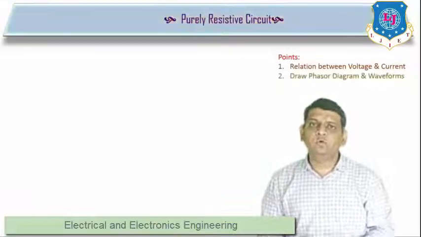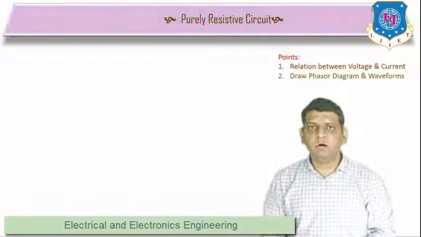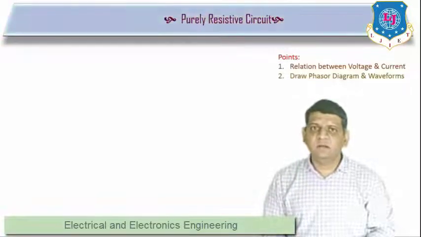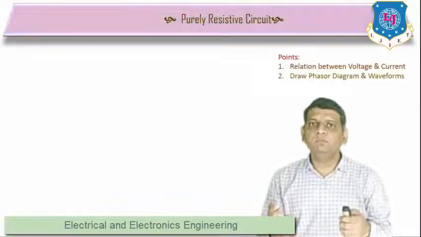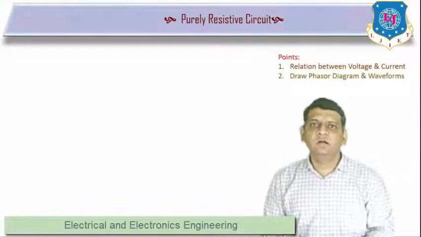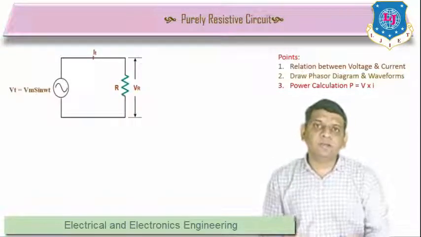In point number two, we have to discuss the phasor diagram and waveform of the AC circuit. And point number three is to calculate the power P, which is equal to V into I. So let's start first with the purely resistive circuit.